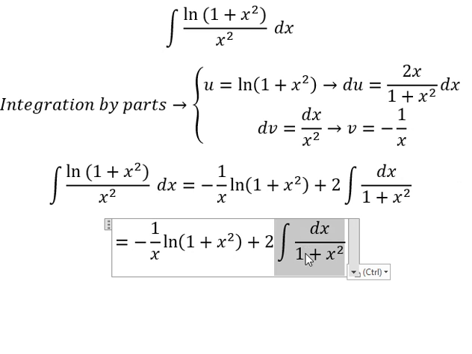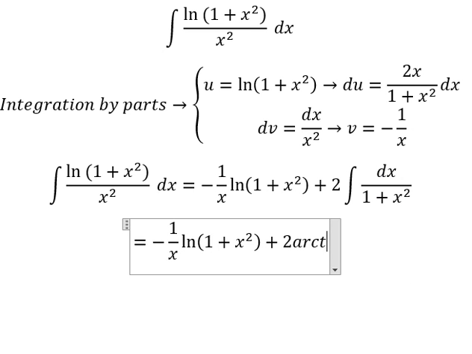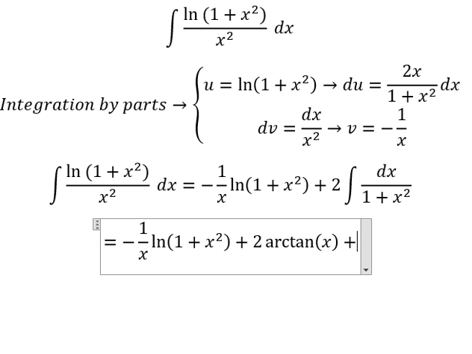The integral of this one, you get arctan of s, and we put plus c.